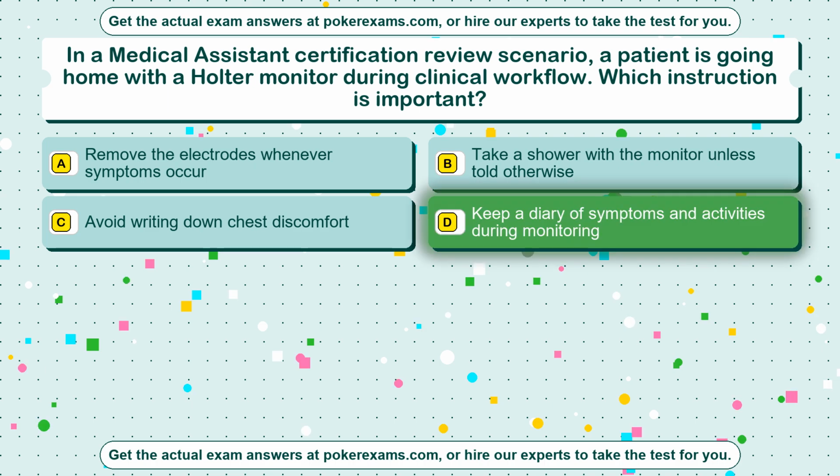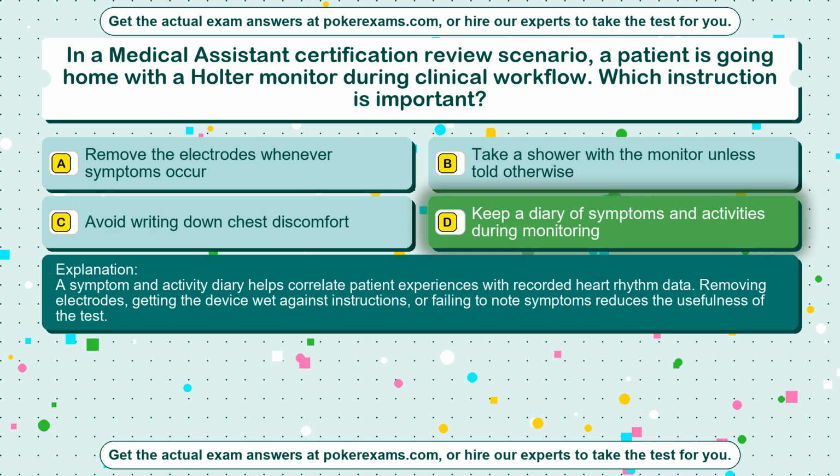The correct answer is option D, keep a diary of symptoms and activities during monitoring. A symptom and activity diary helps correlate patient experiences with recorded heart rhythm data. Removing electrodes, getting the device wet against instructions, or failing to note symptoms reduces the usefulness of the test.